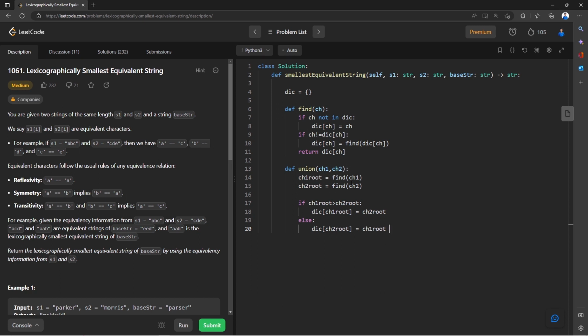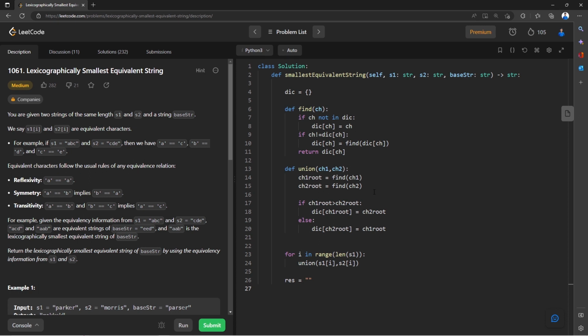Fine. Now once we have done all these things, what can we do? So I'm going to say for i in range of length of s1, or you can write s2, both have the same length, and call this function. So I'm going to say union of s1 of i and s2 of i. So I have called it for every character, and I have the root of every key right now. Once I have the root, I can define my output variable, that is result, and this is going to have the output.